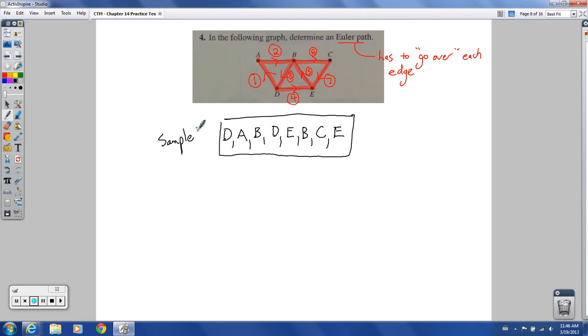This is not the only possibility, but you do have to start at either D or E, and you have to end at the opposite one, either D or E. Whichever one you did not start at is the one you're going to have to finish at. That was something we learned about Euler paths and Euler's theorem. Okay, moving on to number 5.